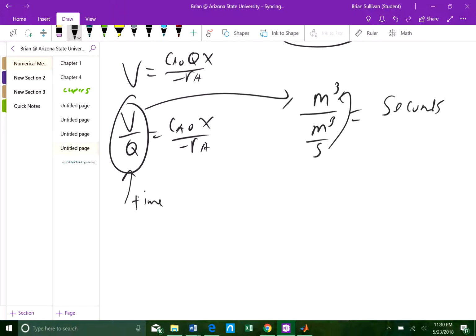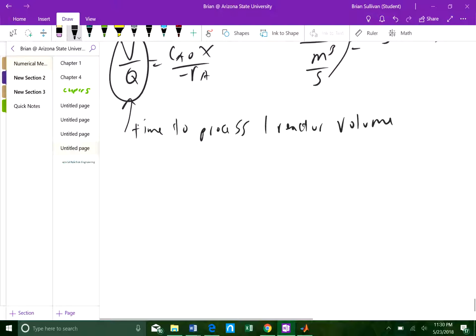Time to process 1 reactor volume. And it's basically indicative of how long the material spends in the reactor. And the longer the material spends in the reactor, the more reactions you're going to have, or the farther the conversion is going to go. And that's the idea. Let's analyze that for a second, right? So we have tau equal to CA0 X over negative rA, and X is your conversion.